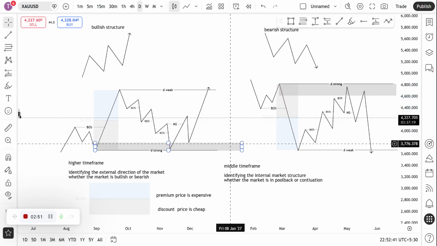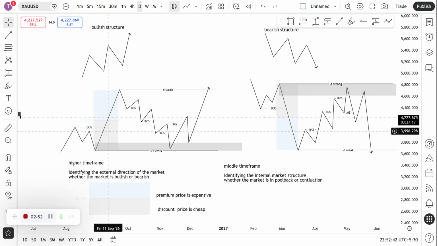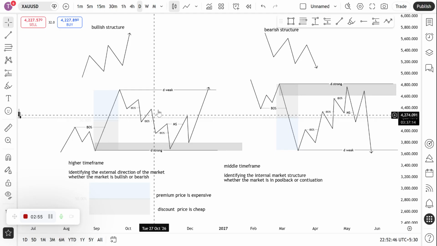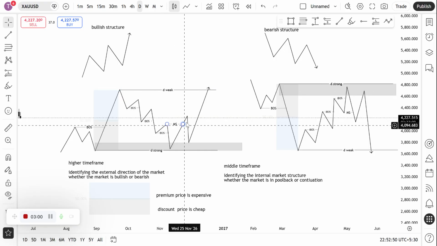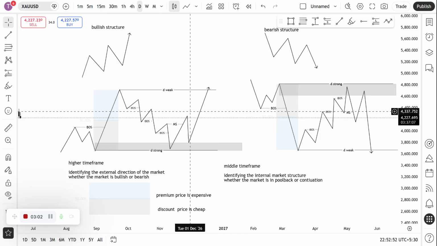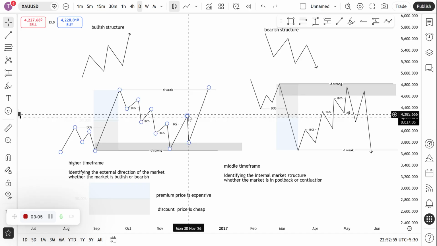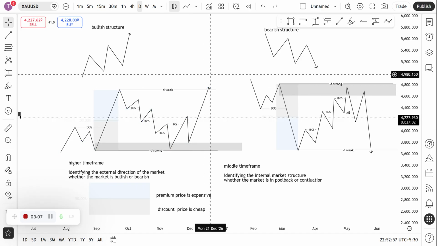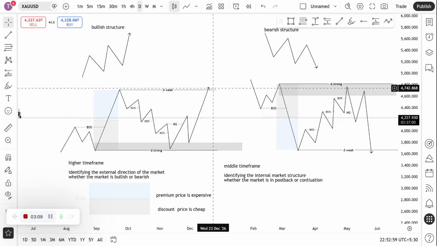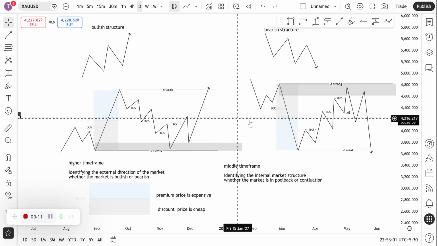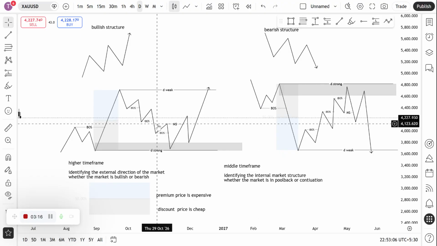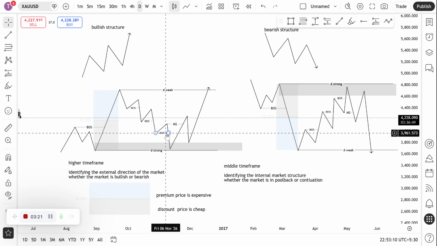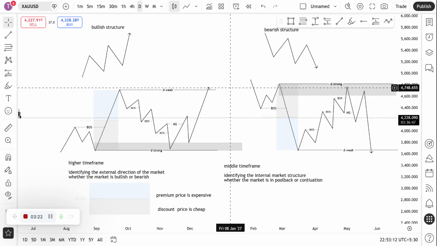Then what next? What next is to identify the highest point of the daily time frame, the higher time frame. Some people may use 4 hour, some may use 1 hour, depending on how you trade your charts. Me, I usually use 4 hour and daily time frame to identify my market direction. On the higher time frame, what am I looking for? I'm looking for the direction of the market. Is the market bullish or bearish? That's the only thing I'm looking for.